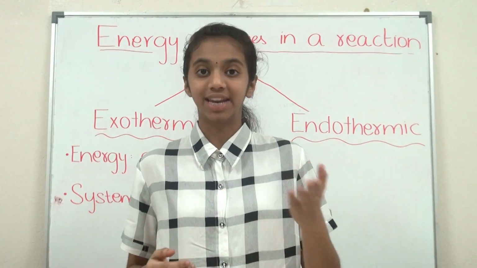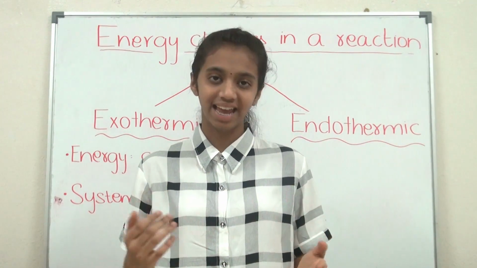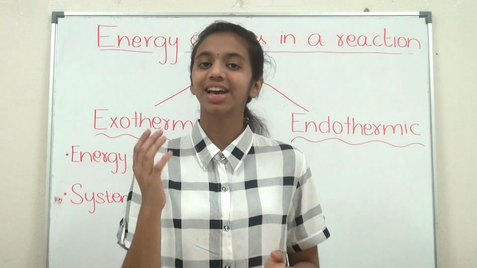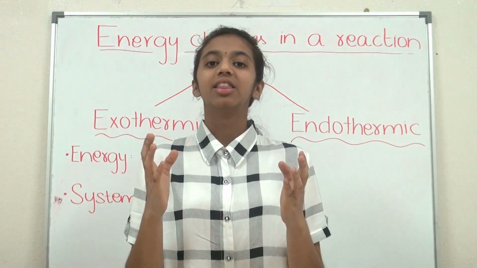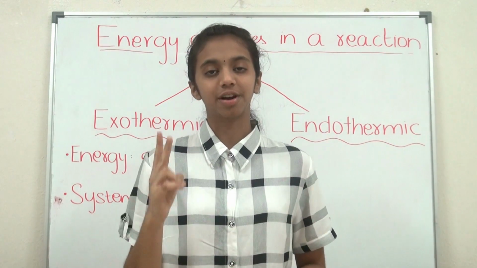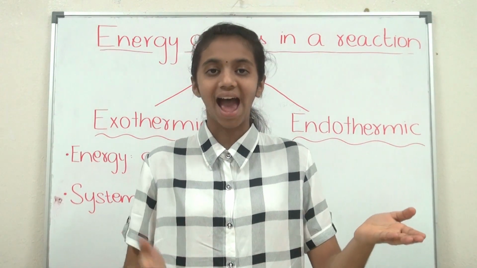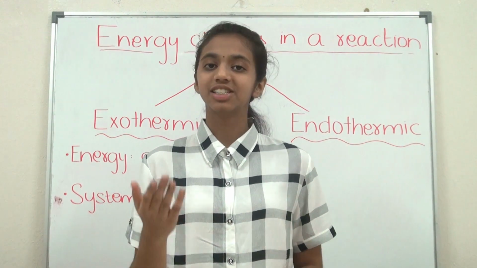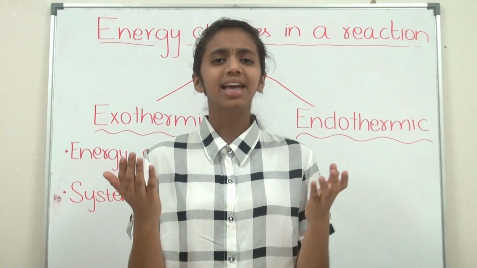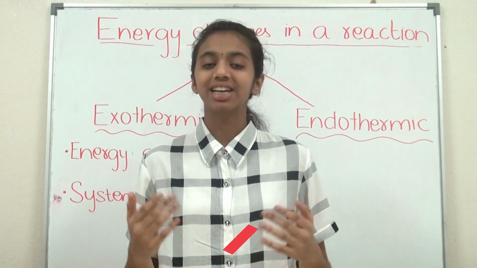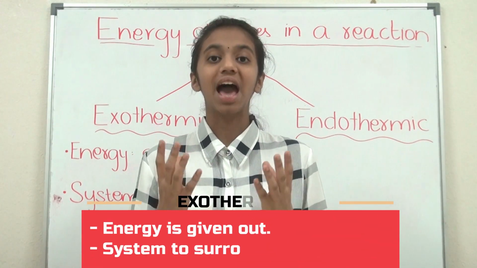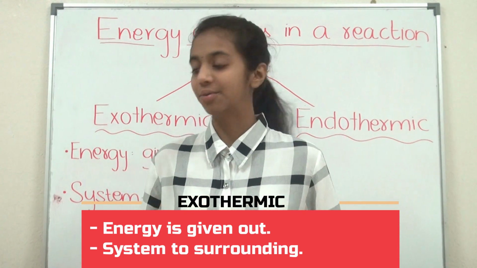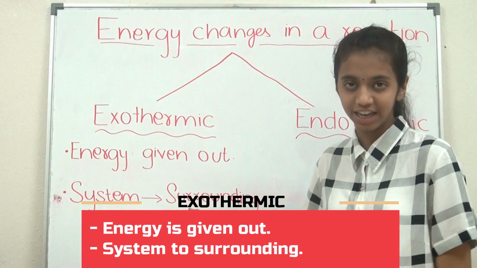It's either given out or taken in. Energy is usually in the form of heat. It is divided into two parts, exothermic and endothermic. First, let us look at exothermic. In exothermic, energy is given out, so energy moves from the system to the surroundings as mentioned here.